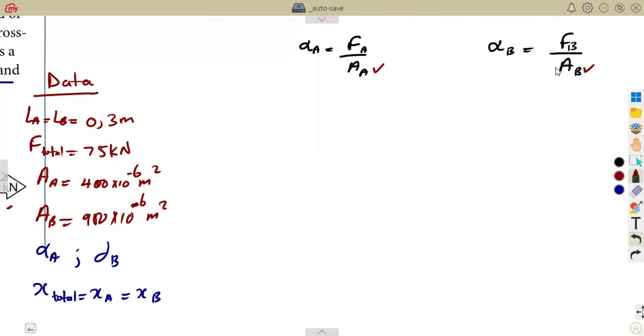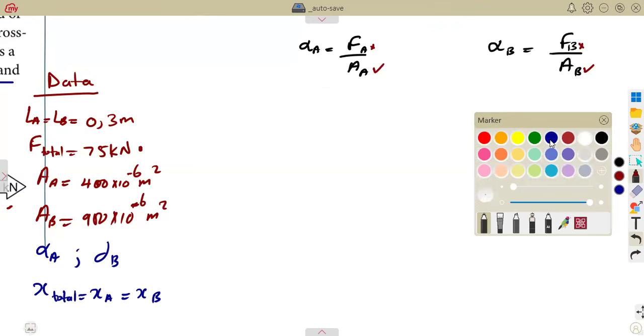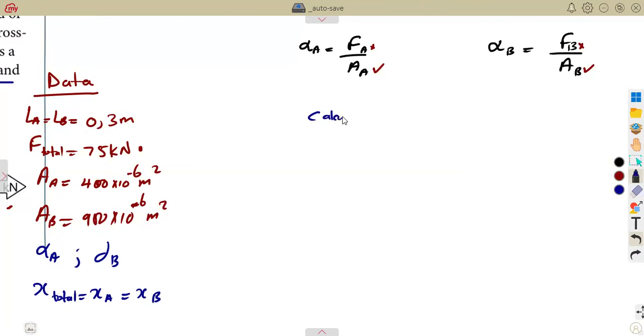The areas are there; they're given. But the forces are not. The force at A and the force at B are not given. We are just given their total. So you're supposed to think about calculating, determining these forces. Let's think of calculating FA and FB for now.